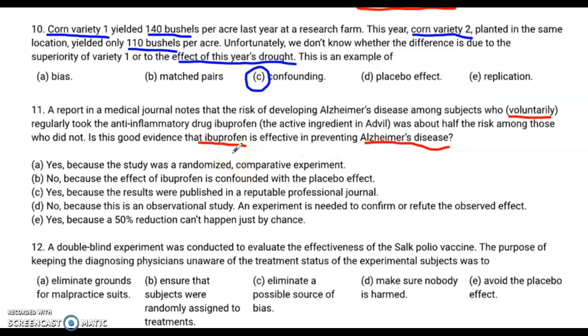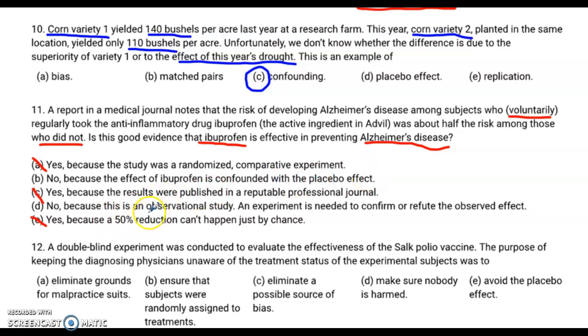So initially, we know the answer is no. So we'll cross off all the yeses. Not this one, not this one, and not this one. Now we're only looking at B and D. No, because the effect of ibuprofen is confounded with the placebo effect. Nothing here says that the subjects who voluntarily took ibuprofen were matched on the other side with the other folks that didn't take ibuprofen that took some other kind of pill. It doesn't say that. It just says those who did not.